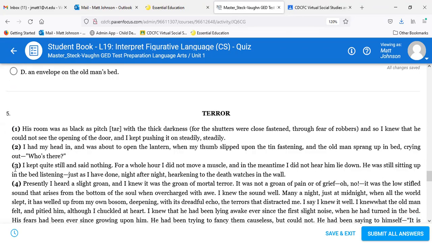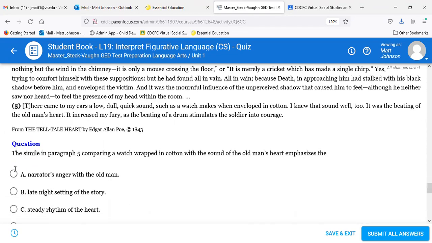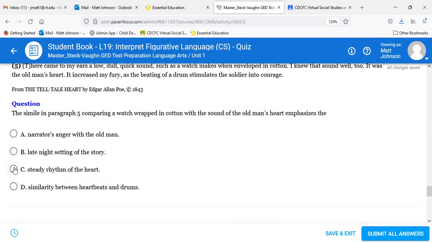All right. And number 5, Etta, would you like to read number 5 for us? The simile in paragraph 5, comparing a watch wrapped in cotton with the sound of the old man's heart, emphasizes the A, narrator's anger with the old man, B, late night setting of the story, C, steady rhythm of the heart, or D, similarity between heartbeats and drums.